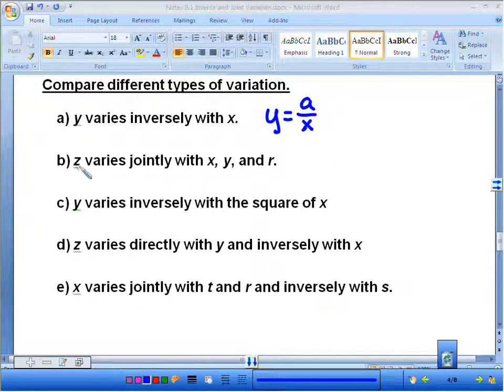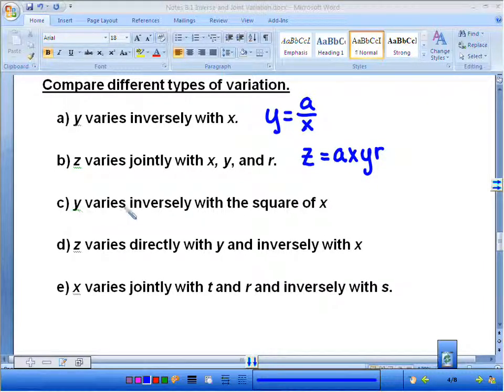Letter B. We have z varies jointly with x, y, and r. If you have all of these together, combined with an and, you know you're going to multiply them all together. So this tells us z varies jointly with x, y, and r.